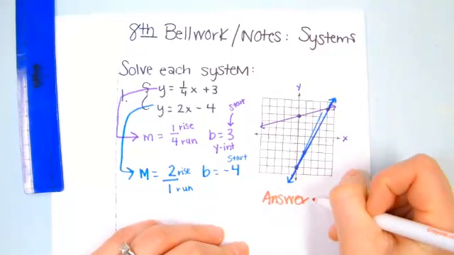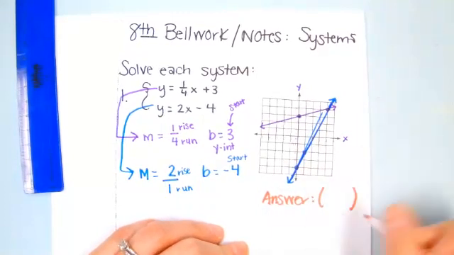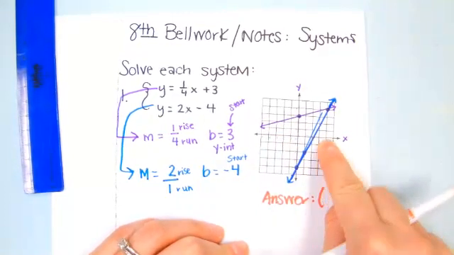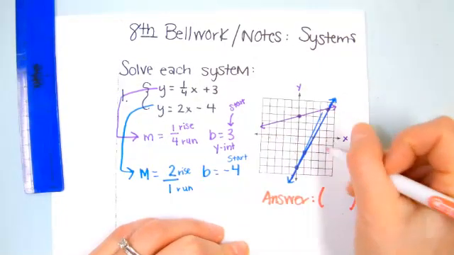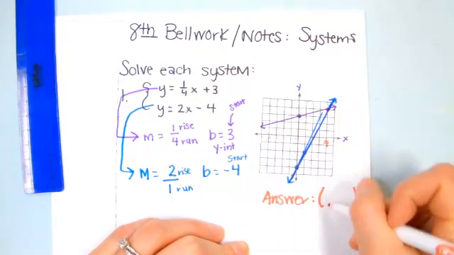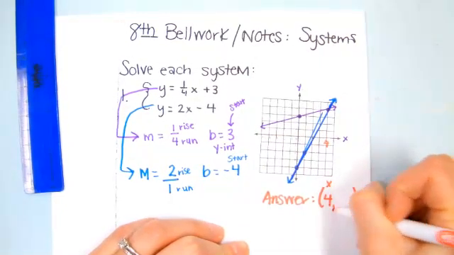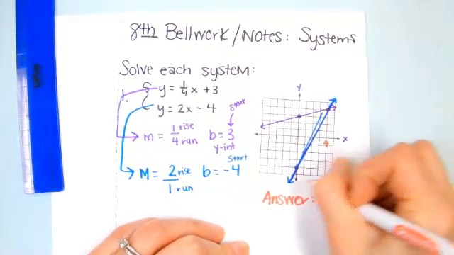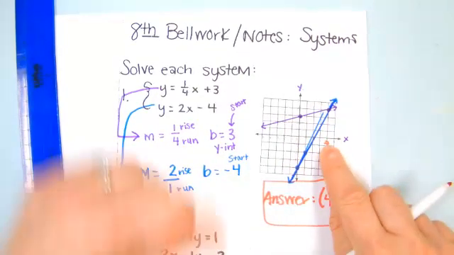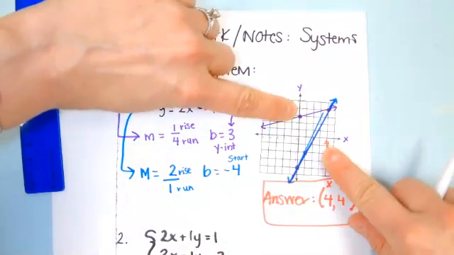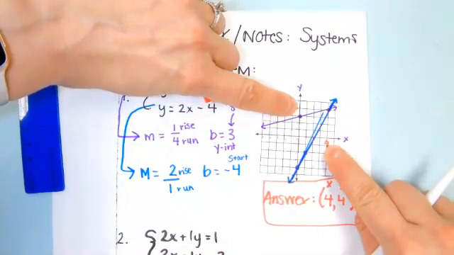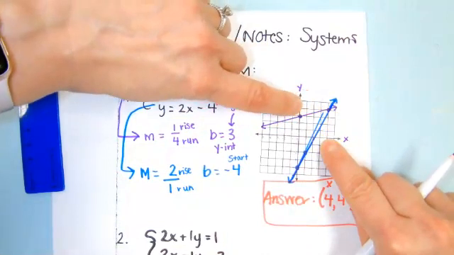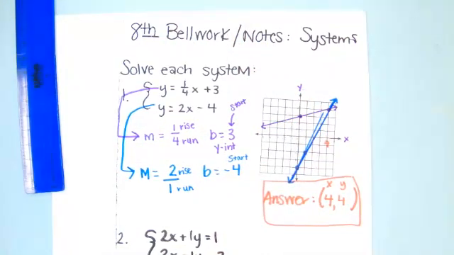Now, remember that your ordered pair has to be your x value first, this way first, and then your y value. So my answer is right 4, so this is a 4 right here. That's my x value. And up 4, that's my y value. This is my answer. They cross at 4, 4. Doing the battleship method, the way I get that is I see where those two cross, and it's 4, 4. Okay, let's do another one.